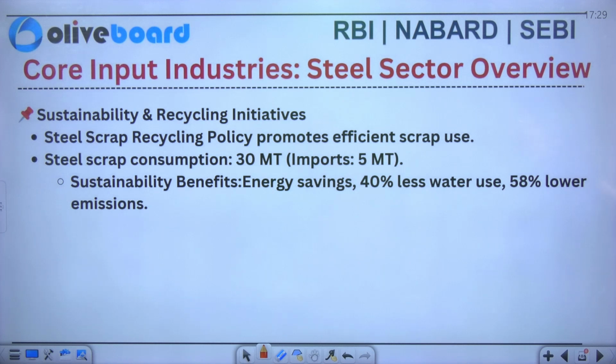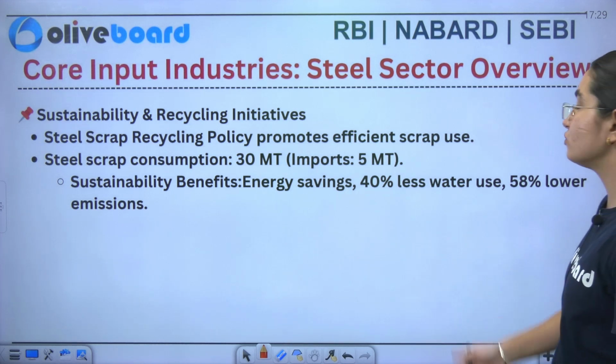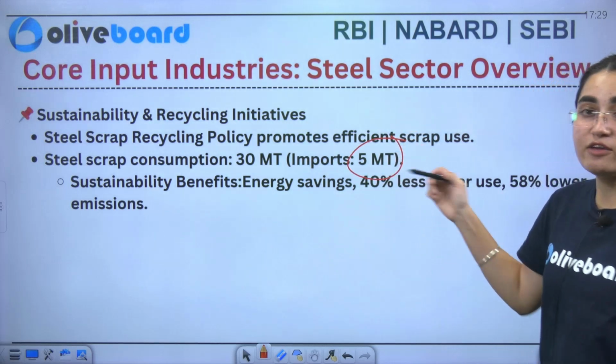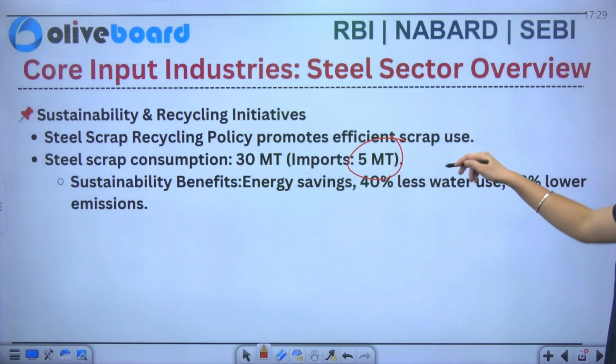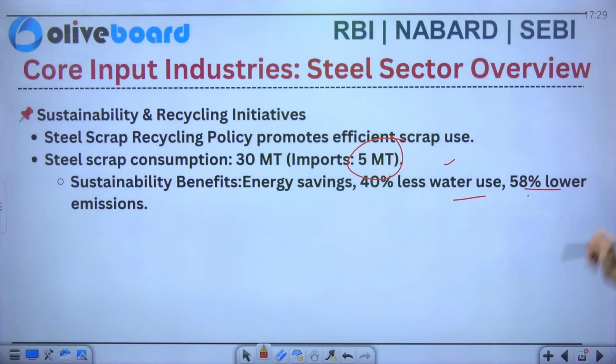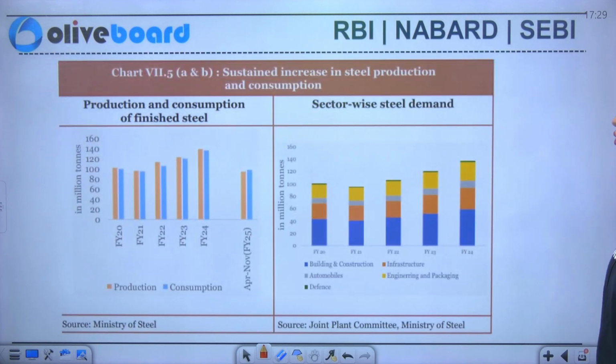Steel scrap recycling policy promotes the efficient use of scrap. Steel scrap consumption is 30 metric tons, which includes imports of 5 metric tons. Similarly, there are sustainability benefits: energy saving, 40% less water use, and 58% lower emissions. Now this tells you the sector-wise steel demand.